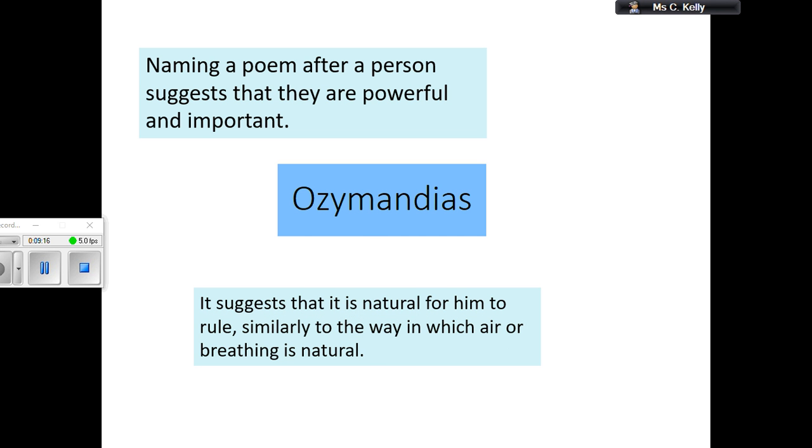And the fact that his name comes from the words air and to rule, it suggests it's natural for him to rule, similar to the way that breathing is natural. It might seem that we are adding quite a lot of meaning to that, but if you think about the fact that the actual pharaoh's name was Ramesses, and he had this alternative name, Ozymandias, it's important that Shelley's chosen this name to be the lead on his poem.